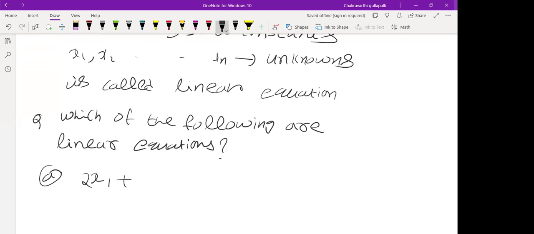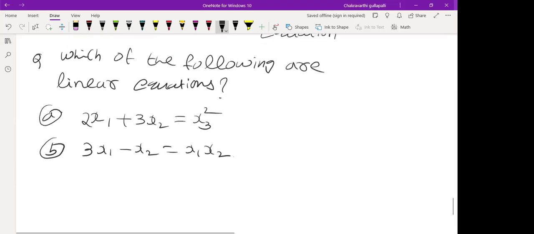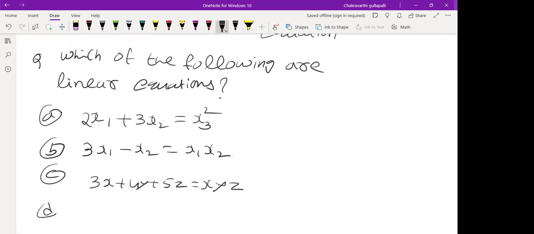2x1 plus 3x2 is equal to x3 square. B option: 3x1 minus x2 is equal to x1 x2. This is 3x plus 4y plus 5z is equal to xy. 3x is equal to 6 minus 2y plus 3z.